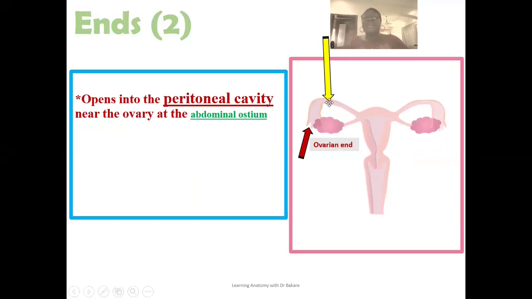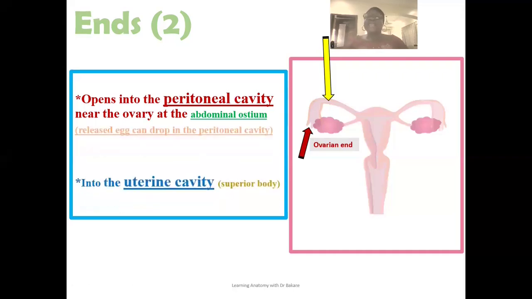And at this terminal region, we have the opening of the uterine tube into the peritoneal cavity. This opening that is created around this terminal end of the oviduct is referred to as the abdominal ostium. So it is through this ostium that you have the opening of the uterine tube into the peritoneal cavity.